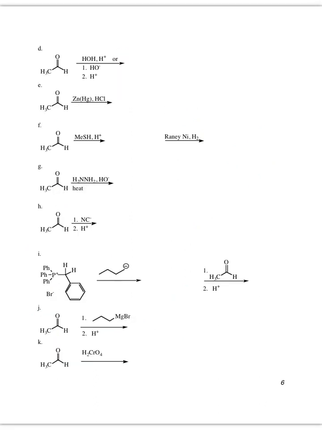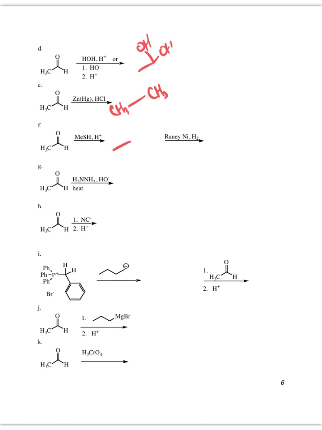So here's some more. Can we predict the products of all of these? In the first one, it's going to be just like the hemiacetal. We're going to make the hydrate. The zinc, mercury, HCl, we did that previously. That's going to just make the alkane, reduce the carbonyl all the way down to the alkane.